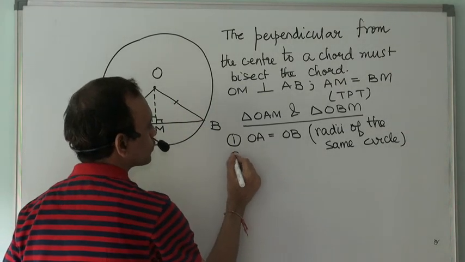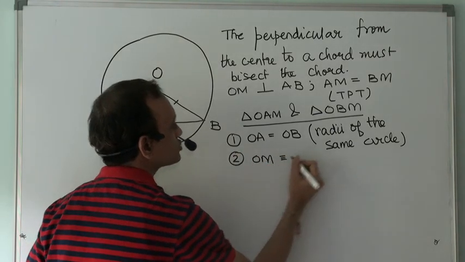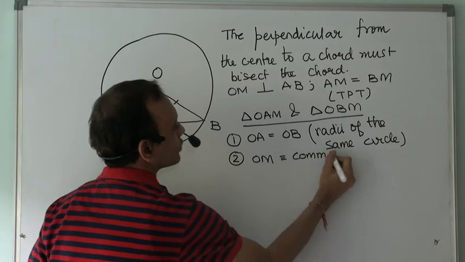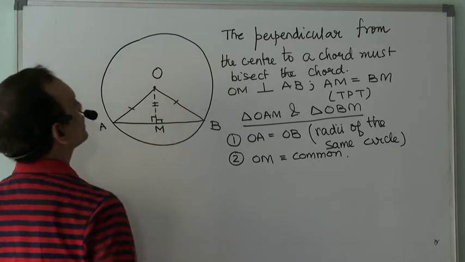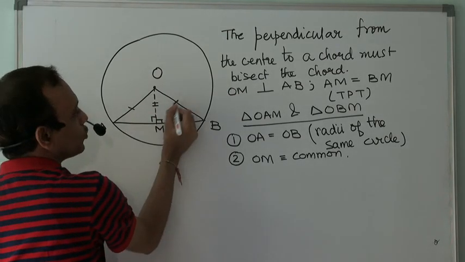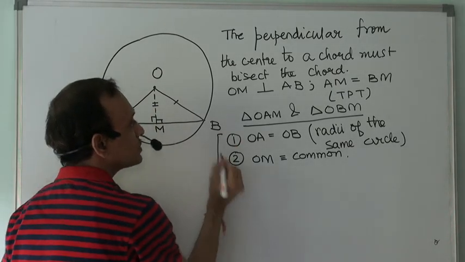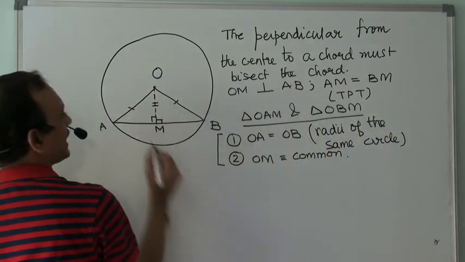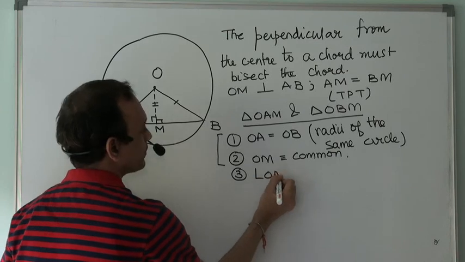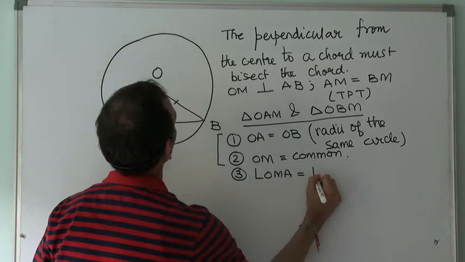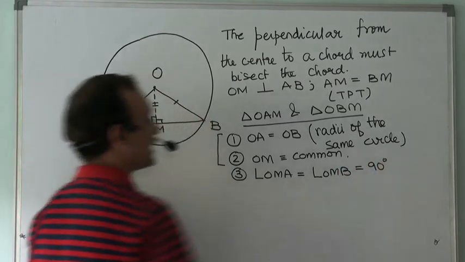2, OM is common to the two triangles. Now if OM is common to the two triangles, that means in these two triangles, two sides are equal. OA is OB and OM is common to both. And the two triangles are right angle triangles. These two OAM and OBM are right angle triangles. Why? Because angle OMA and angle OMB are both 90 degrees. They are right angle triangles.